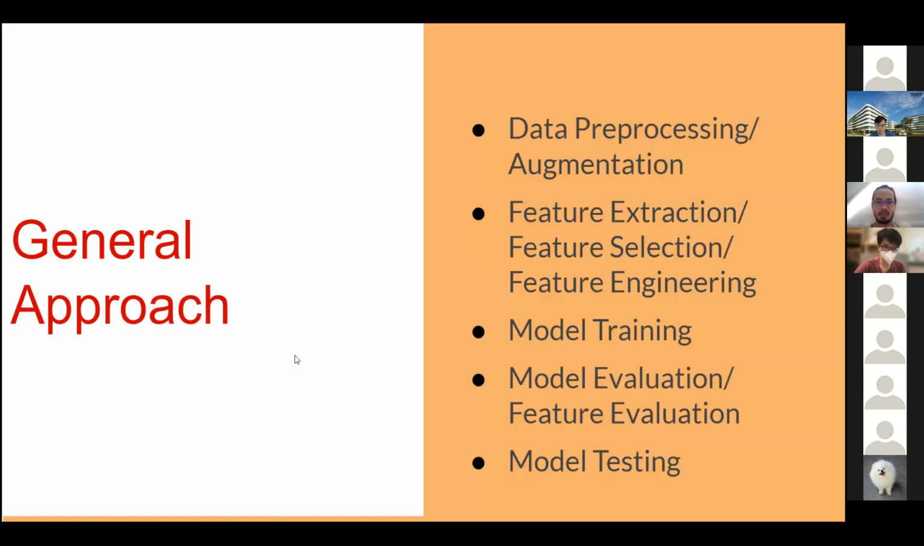So in general, you can think of an approach to a machine learning task as the following. You have a data pre-processing or data augmentation step, which is the very first step. And then after that, you have feature extraction, feature selection, feature engineering. These are all kind of similar, so usually they happen at this stage. And then, of course, you have the three phases of learning. You have the model training, and then you have the model evaluation, or in some cases, even feature level evaluation. And then finally, you train your model. You can test it with real world data, things like that.